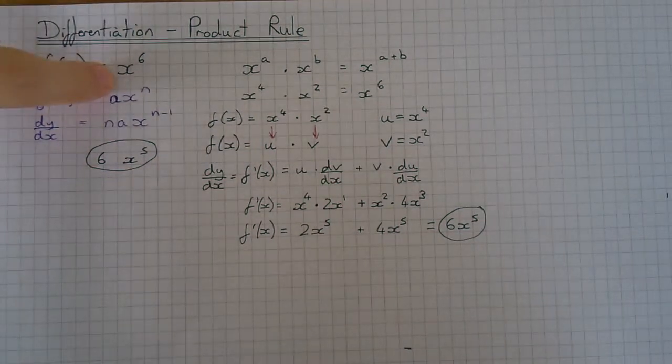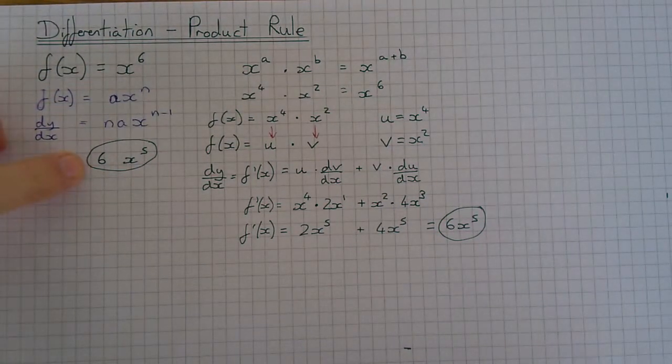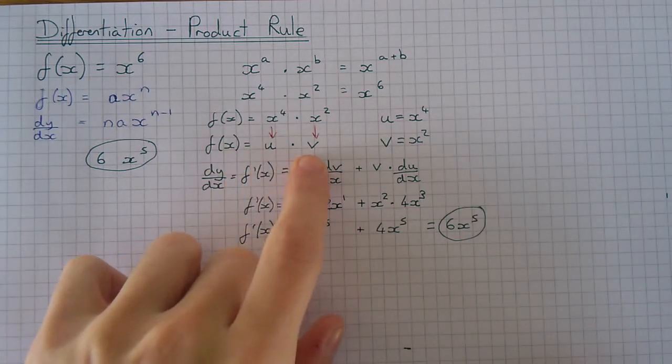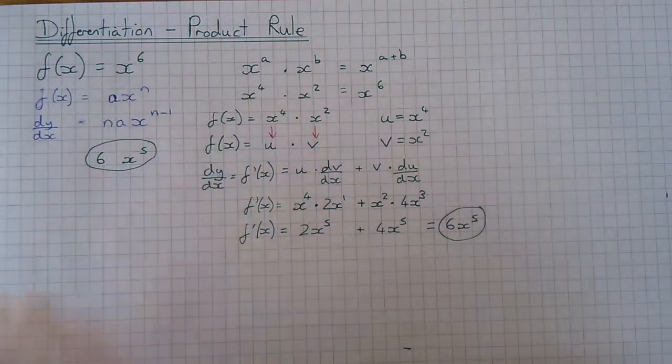Clearly, for equations of this nature, simple differentiation is preferred. For more complex examples, where you have one value multiplied by another value of x, the product rule is required.